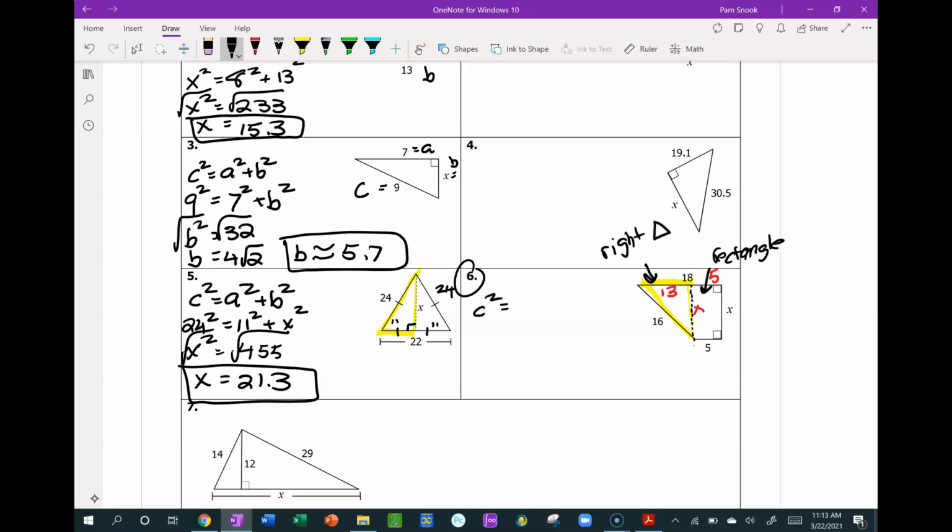So C squared equals A squared plus B squared. Just plug in: 16 squared equals 13 squared plus X squared. Again, I'm solving for a leg, so I'm going to do 16 squared minus 13 squared. I get 87. So X squared equals 87. And then punch my square root button, because I have to square root both sides. Second square root, whoops.